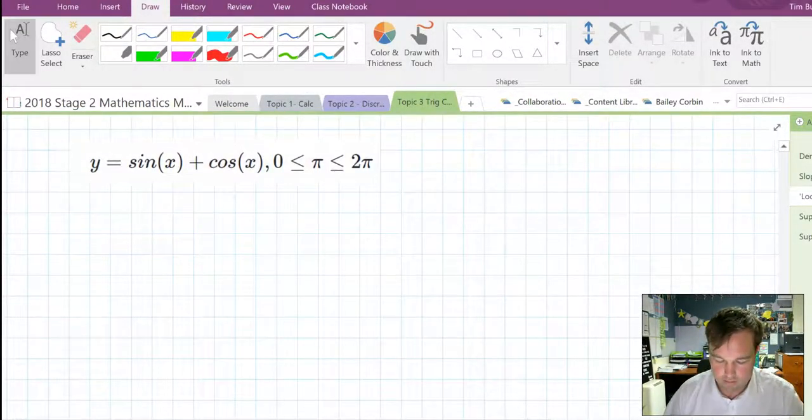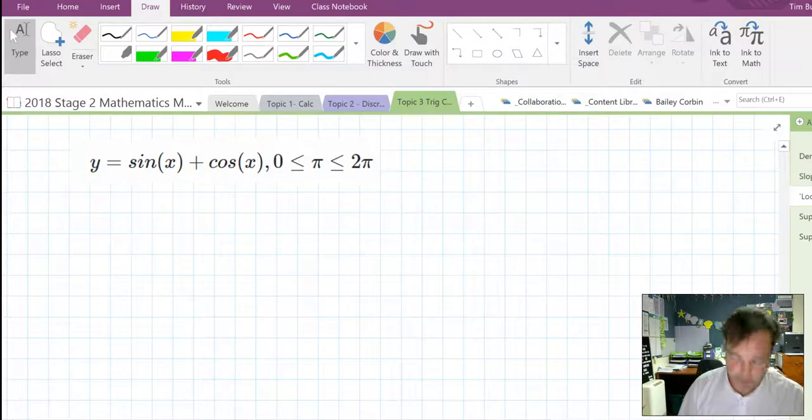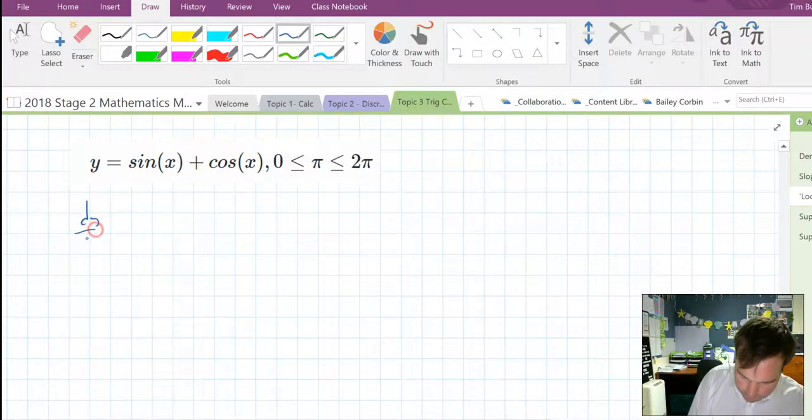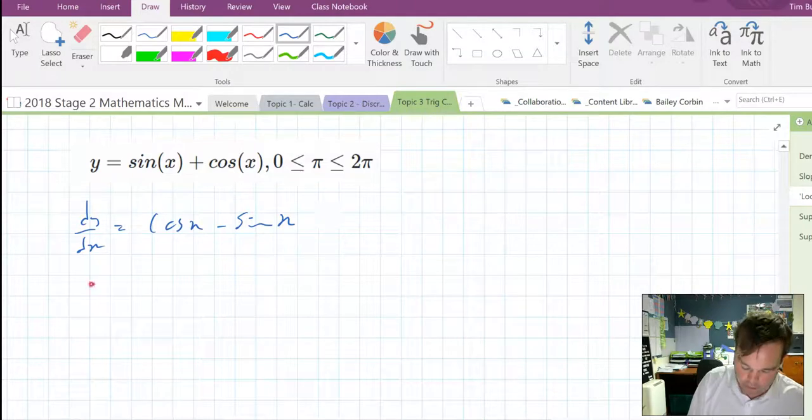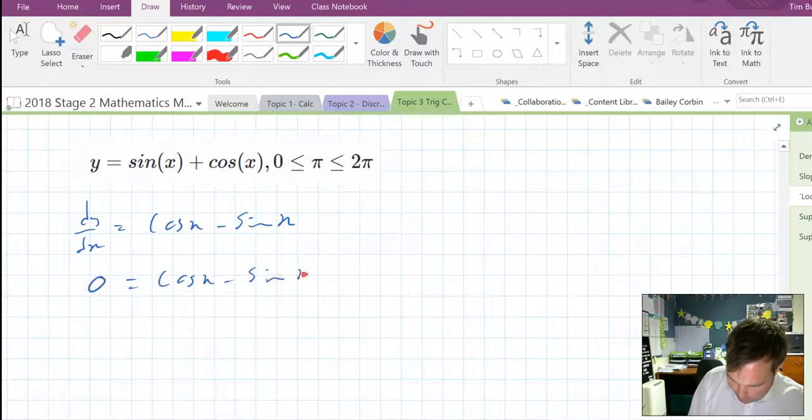Alright, last question. Apologies, it's taking a while, but you did ask for harder questions in there, and so we're going to put harder ones in. Let's find dy dx. Once again, we're going for max and mins. That's cos x minus sin x. Alright, and we want to set this equal to 0. 0 equals cos x minus sin x.